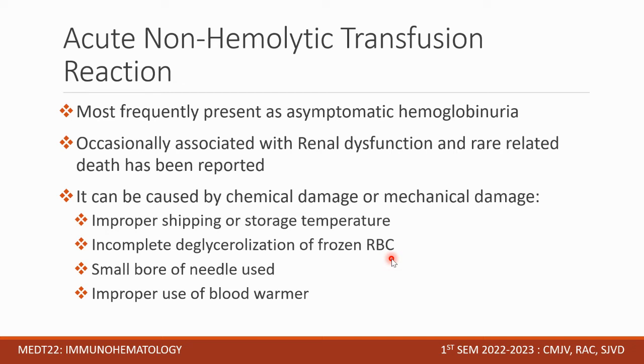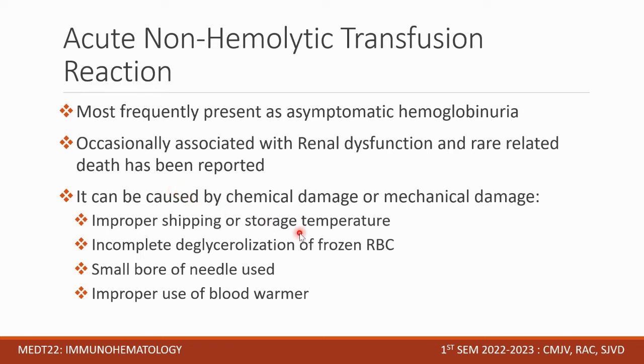Next we have acute, sorry, this is acute non-immune hemolytic transfusion reaction. Correction: acute non-immune hemolytic transfusion reaction. This most frequently presents as asymptomatic hemoglobinuria. Occasionally it is associated with renal dysfunction, and rarely related death has been reported.